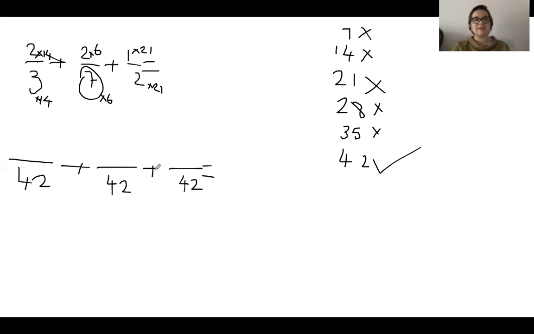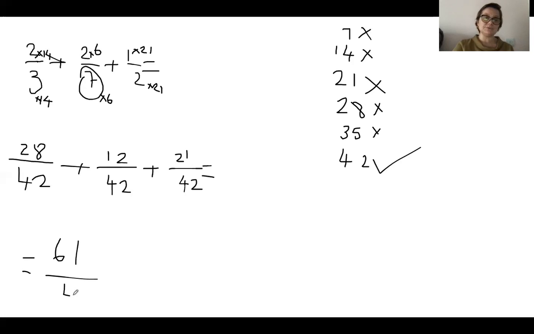Right. Now, 2 times 14 is 28. 2 times 6 is 12. 1 times 21 is 21. And there you go. Now we are going to add the numerators together. 28 plus 12 is 40. 40 plus 21 is 61.